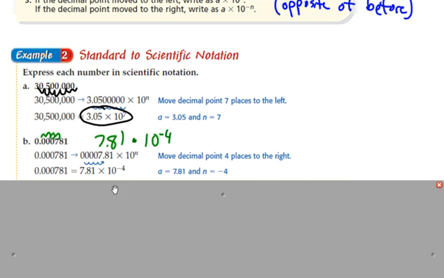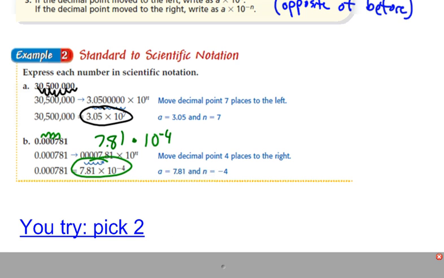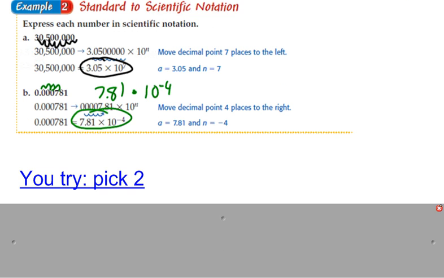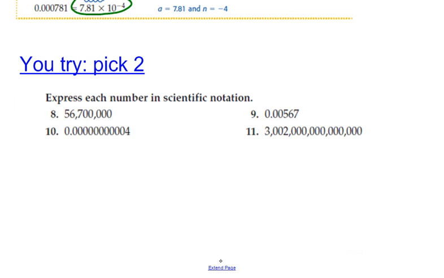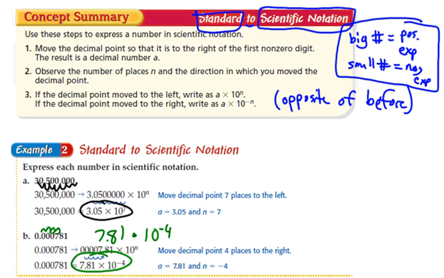And then it's times 10 to the negative 4th power. So why don't you pick 2 of these again, try them on your own, pause it for right now, and then I'll show you the answers in just a second.